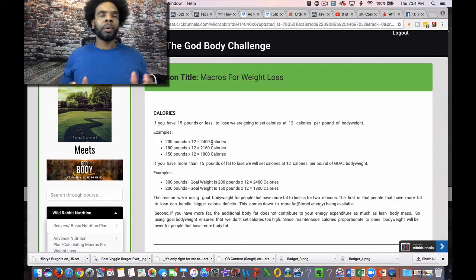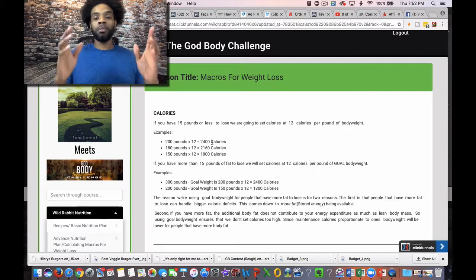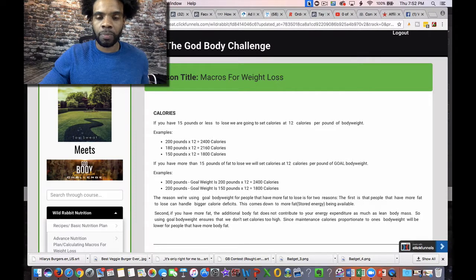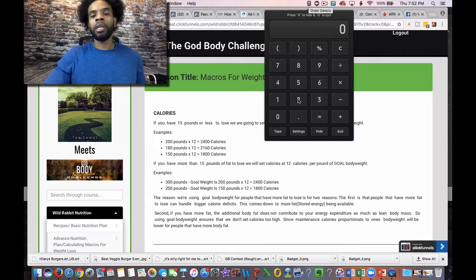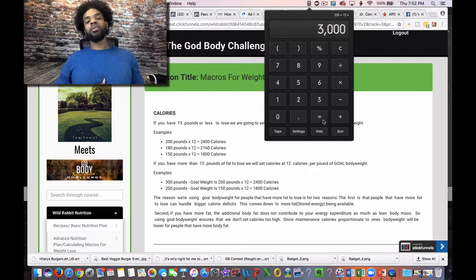Now, most of the time it doesn't matter why we got 12, but the number 15 is usually what we would get maintenance calories out of. So let's bring up the calculator quick. For someone who is 200 pounds and wants to maintain a 200-pound body weight, we multiply 200 times 15 and we get 3,000 calories. So if I was 200 pounds and wanted to maintain, I should be eating 3,000 calories.